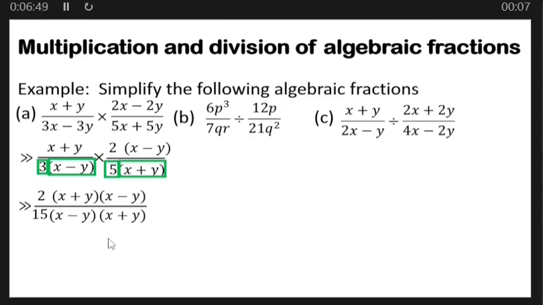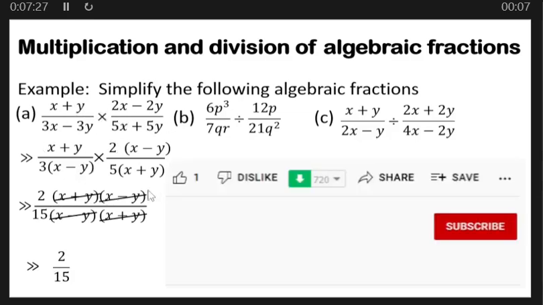In mathematics, we are allowed to divide what is common on the denominator and the numerator. So as you can see, we have x minus y and also x minus y. So these can be divided out or cancelled out since they are common. And also we have x plus y and x plus y can cancel each other. And what we now remain with is 2 over 5. So this one becomes our final answer after simplifying this algebraic fraction. So we have now simplified because this final answer is simpler than the initial expression.